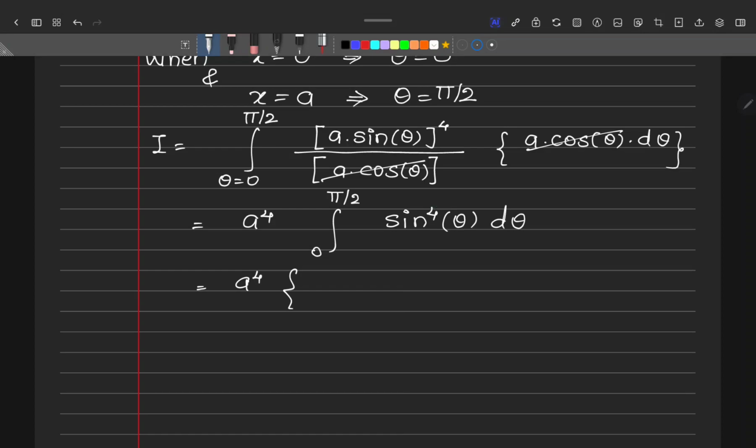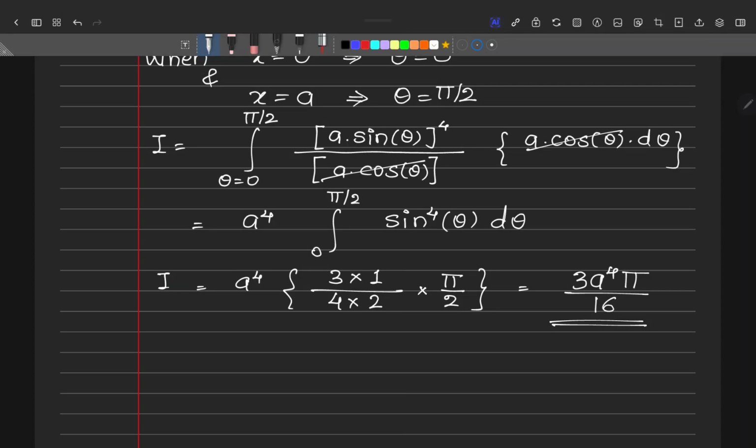For n is equal to 4, as 4 is an even number, we take pi by 2 here. In the numerator, n minus 1 is 3, so we take the product of odd numbers from 1 to 3, then the product of even numbers in the denominator. So what will be your answer? A raised to 4 into 3 pi by 16. This will be your required value of the integration.